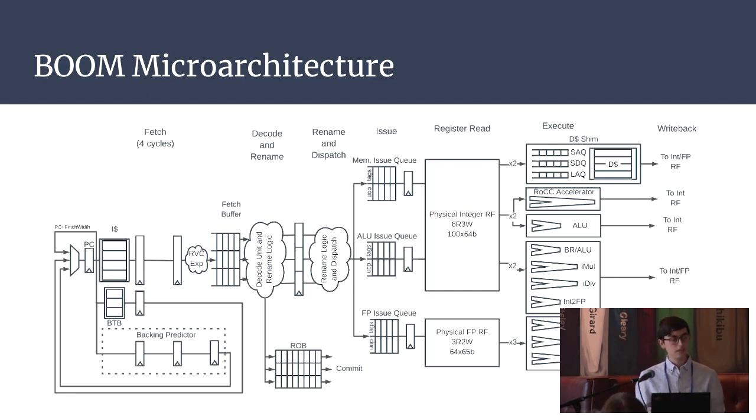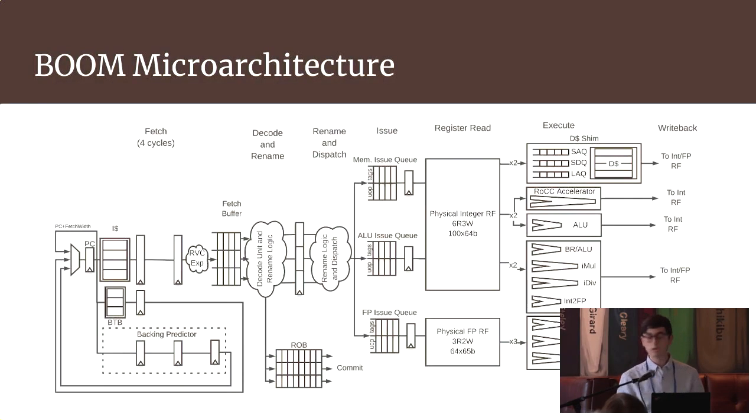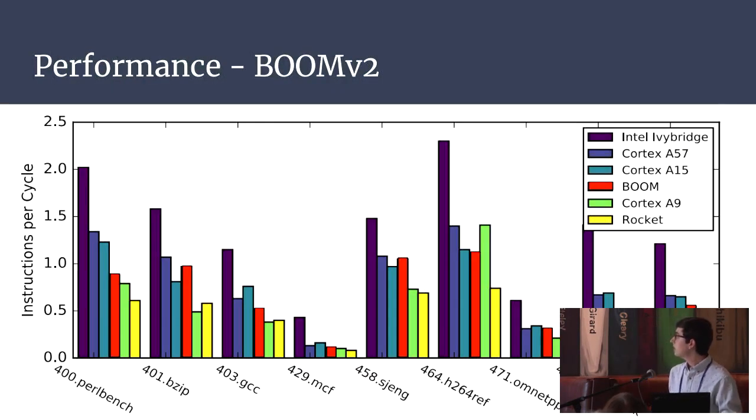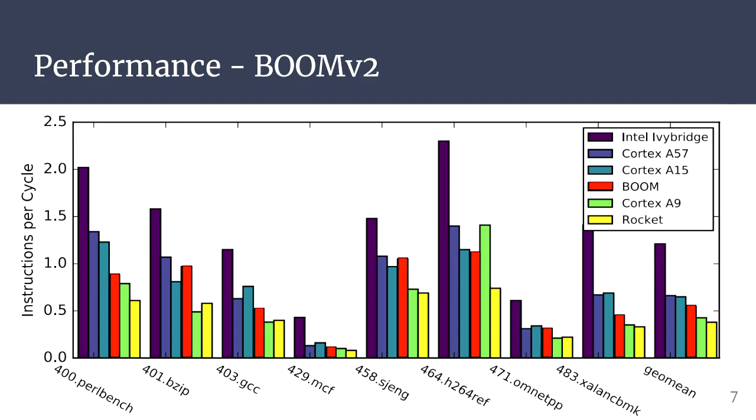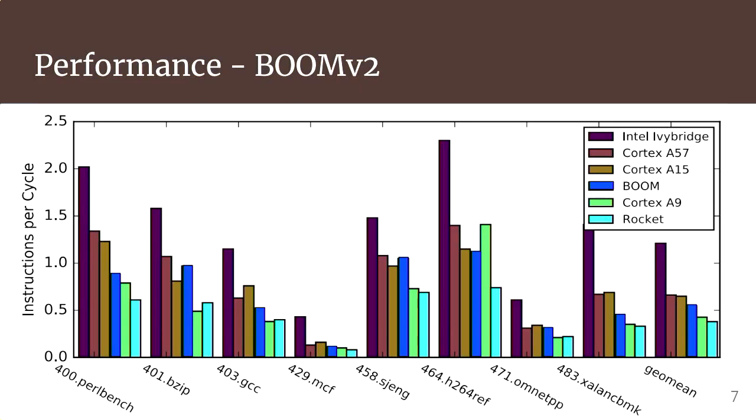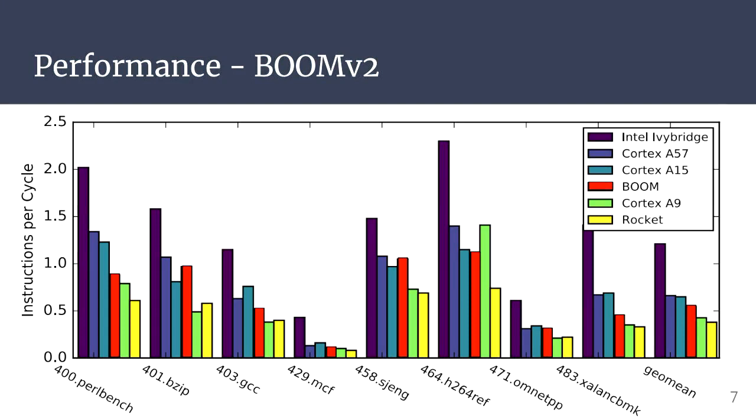So a fairly standard modern out-of-order core, I would say. Looking at performance, we're comparing ourselves mainly to the A15 and A9. We're normally in between the two in terms of performance. We're in the red, and the A15 and A9 are the blue and the green.